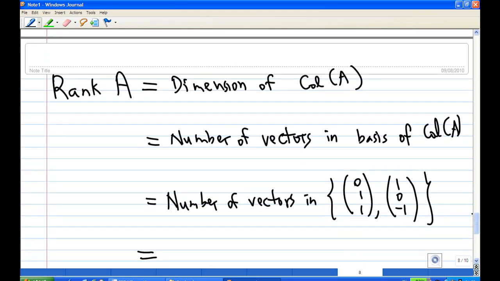Let's look at the rank of A. This is the dimension of the column space of A, or the number of vectors in the basis of the column space of A, and we know that the basis of the column space of A is 0, 1, 1 and 1, 0, minus 1. There are two vectors inside there, so the rank of A is 2. That finishes the recording.